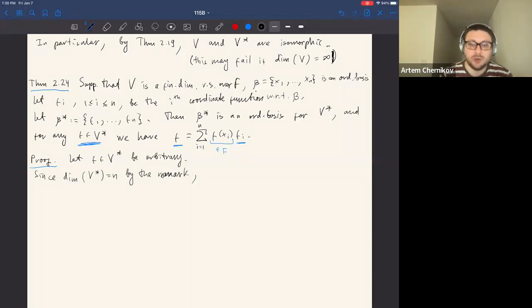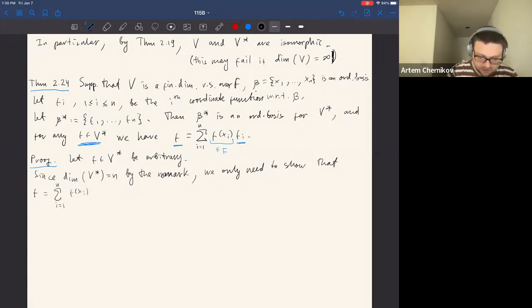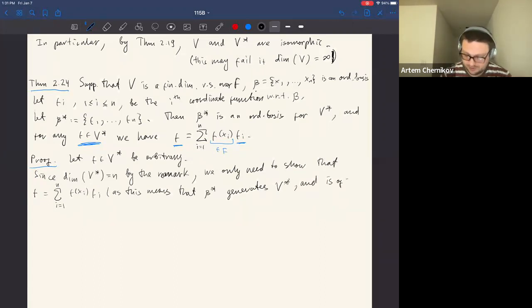Okay. So we see that it has dimension n. This means that we only need to show that F is of the form sum i from 1 to n, F of xi times fi, because this will mean that beta star indeed generates the dual vector space V star, okay? And it is of size n, by definition, right, it has n vectors, so of size n. Hence, it has to be a basis for V star.